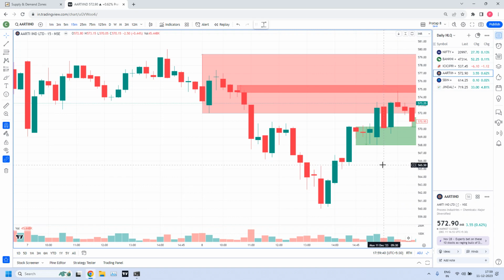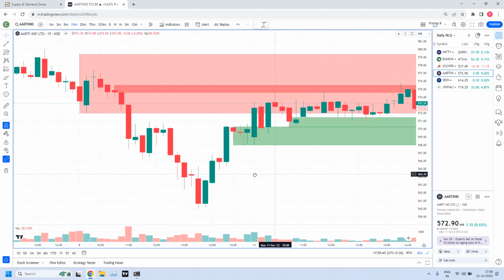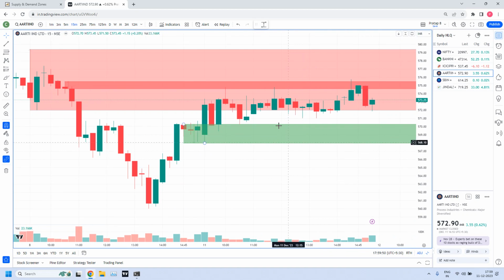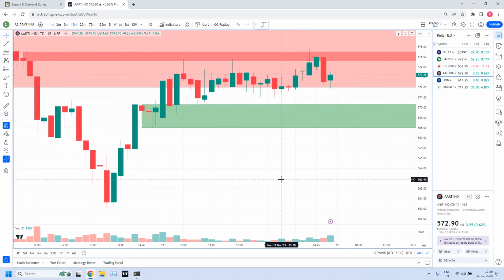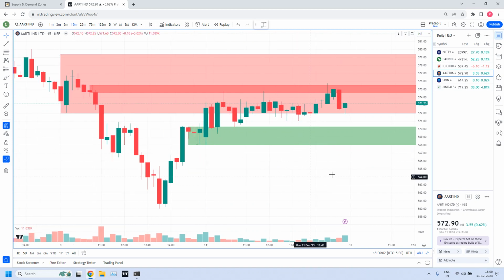We got one more entry during the intraday. Let me delete this for the time being. See, we got one more entry. What is the target supposed to be? Again, the 15-minute zone. But here there is some different price action we are able to see.